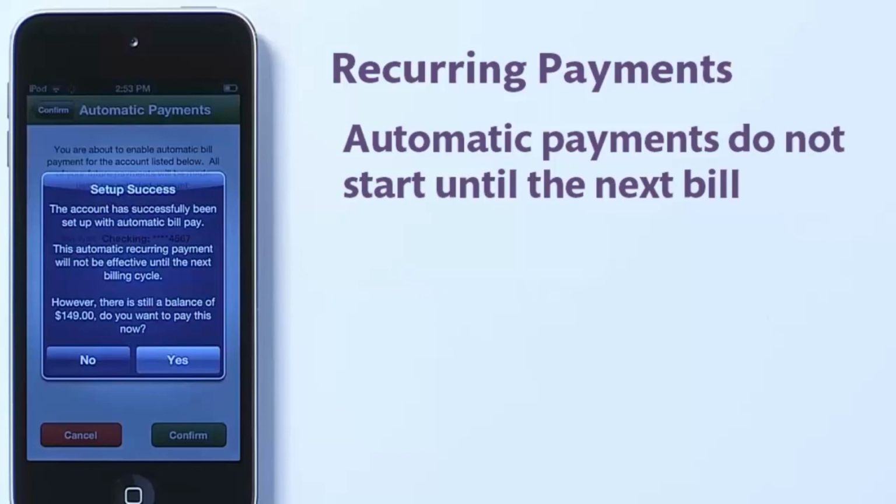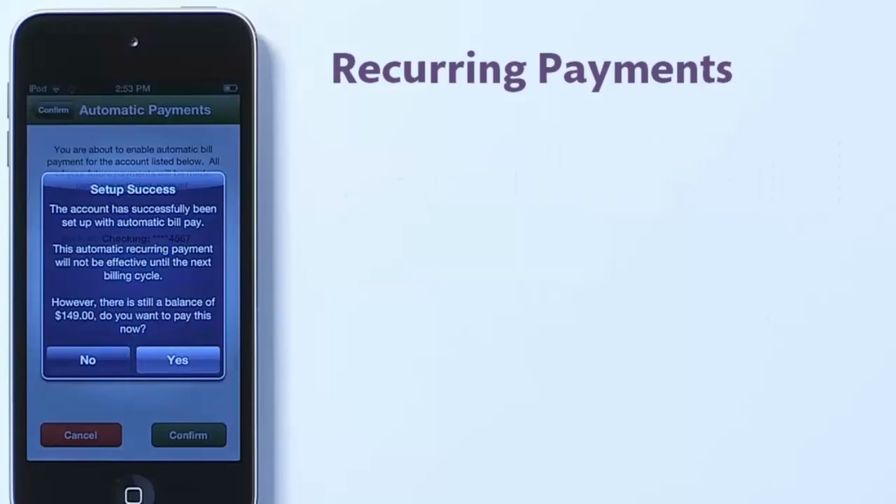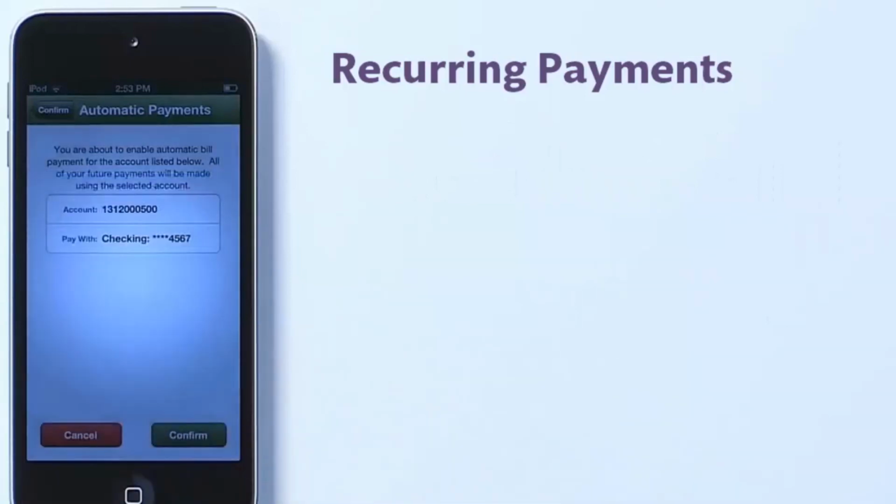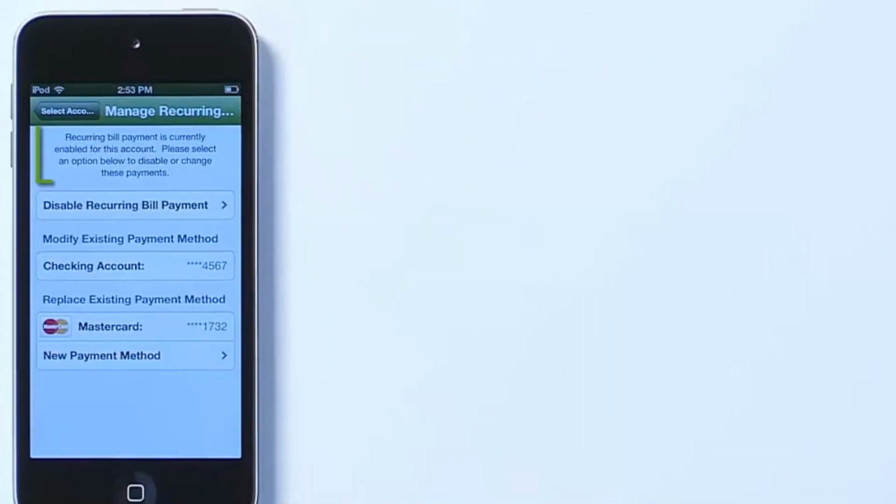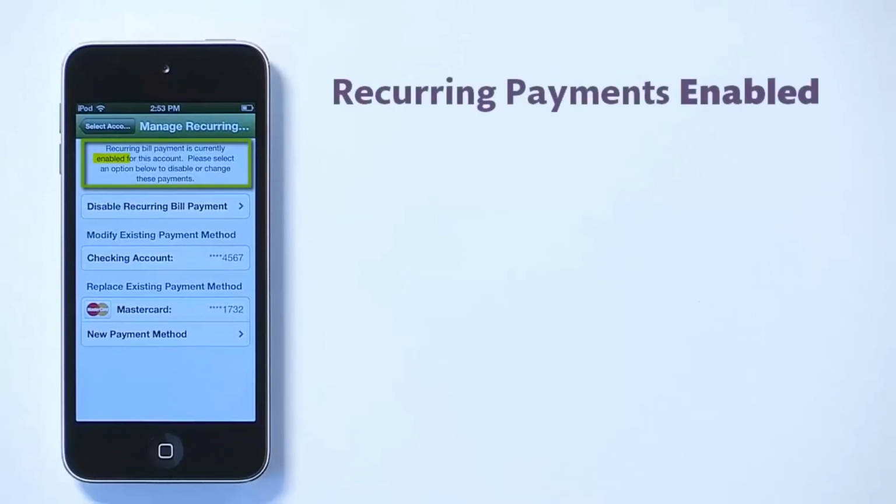If you wish to pay it immediately, tap Yes, or tap No to return to the previous screen if you want to make a payment later. So that's how you enable recurring payments for an account in SmartHub.